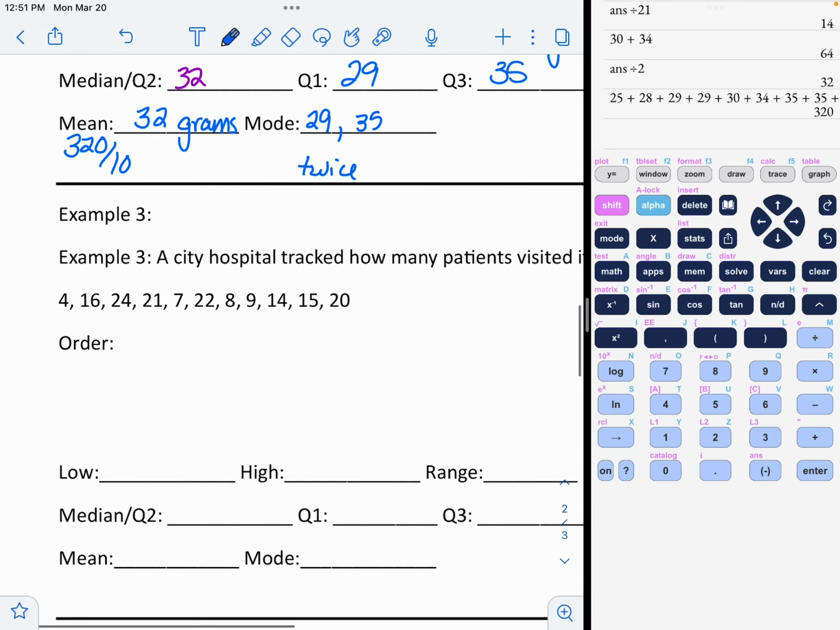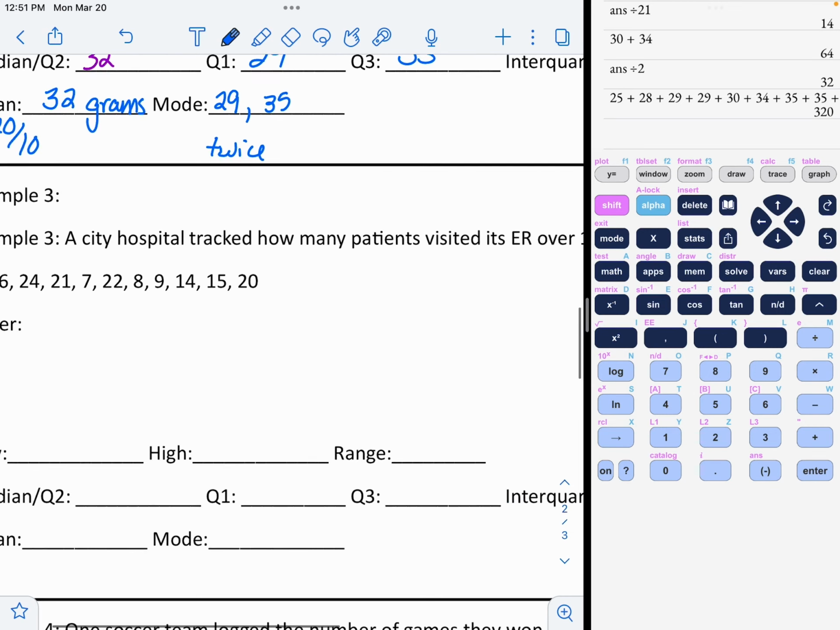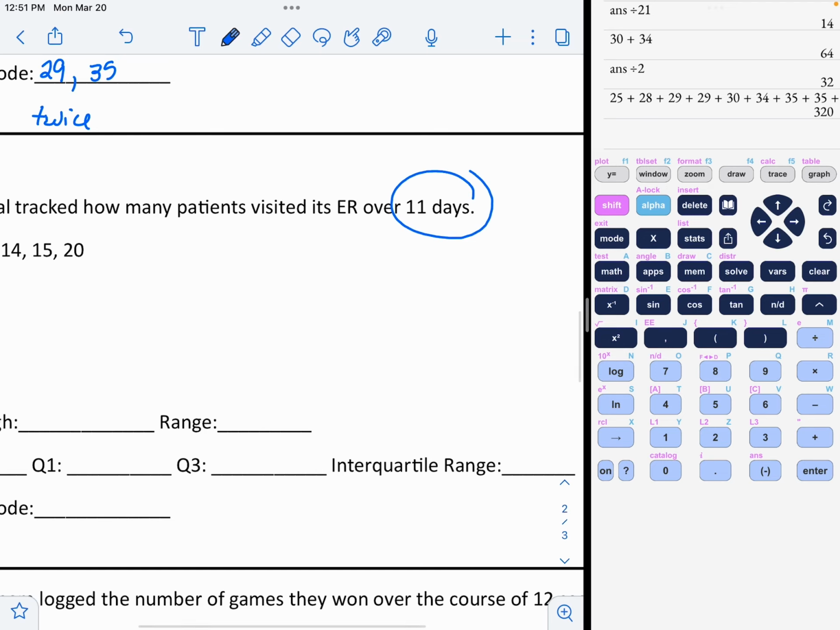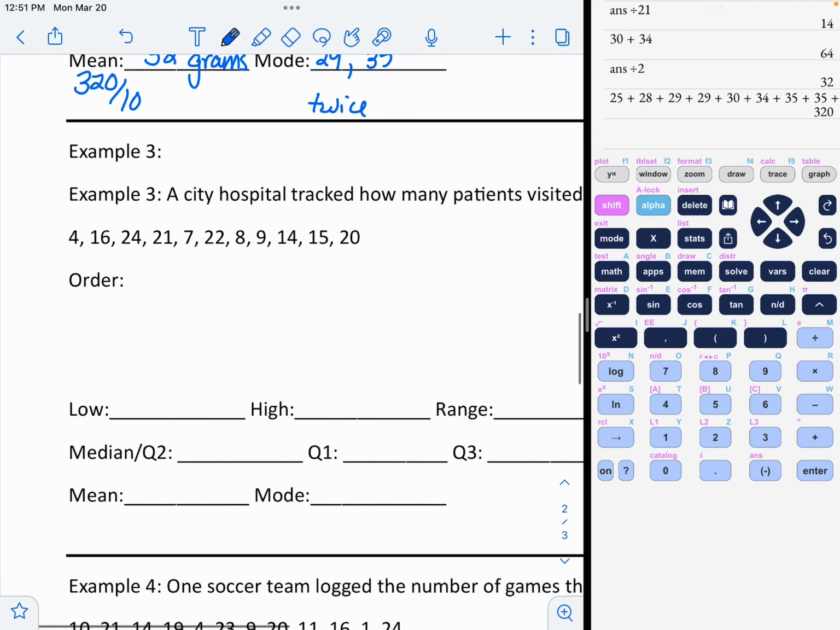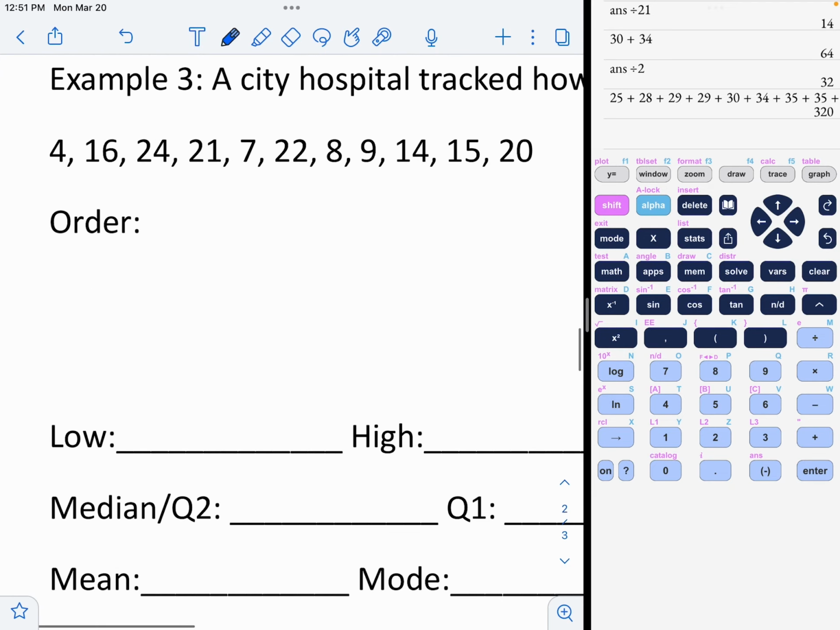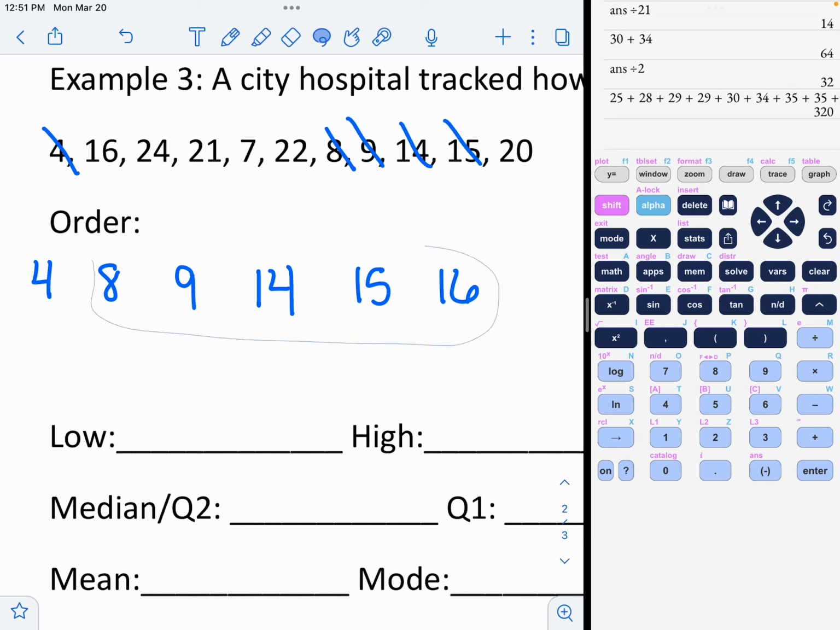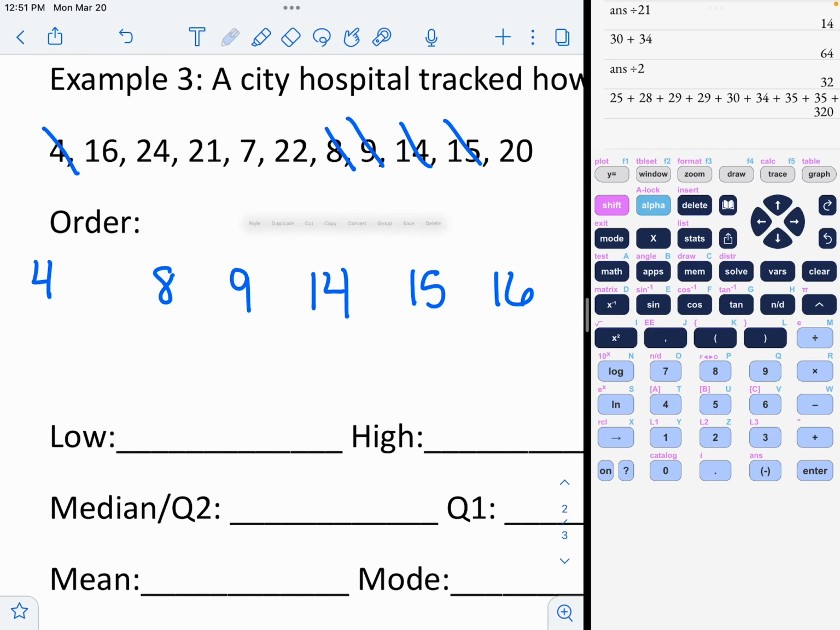What are we here? A city hospital tracked how many patients visited over 11 days. Okay. So I purposely did a certain number of each. So I have order is 4. Darn it, it's not in order. 8 and 9. 14 and 15. Just be careful, get in order. 16. I did miss 7, didn't I? All right, so thankfully I have Notability, so I can just wedge that 7 in right here.